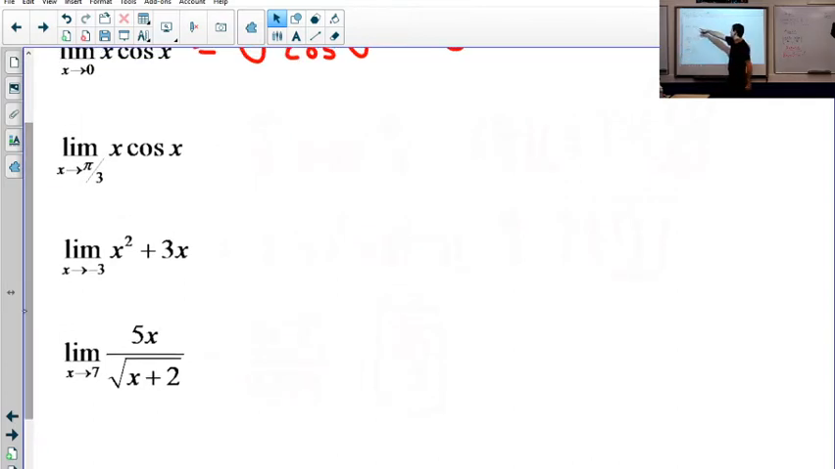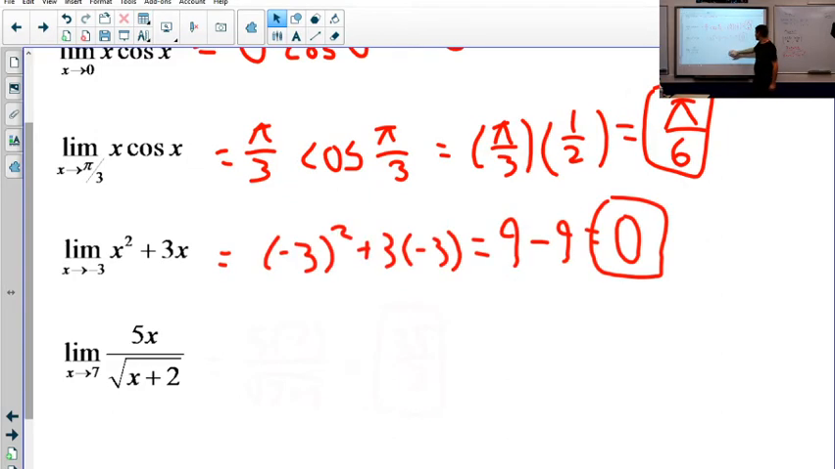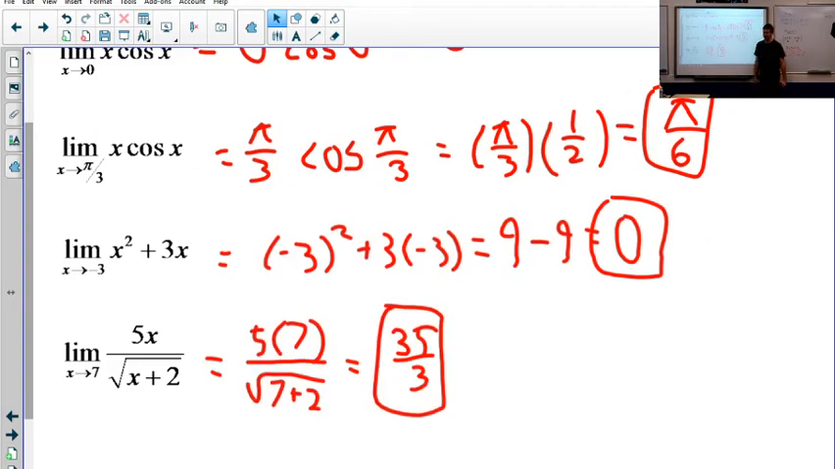Again, no domain problems here, no domain problems here. If we were to plug in something like -3, then we might be in trouble, or -2. But otherwise, no domain problems there. Here are the answers you should get. So if you can plug in the number and get something out, then that's going to be the limit.